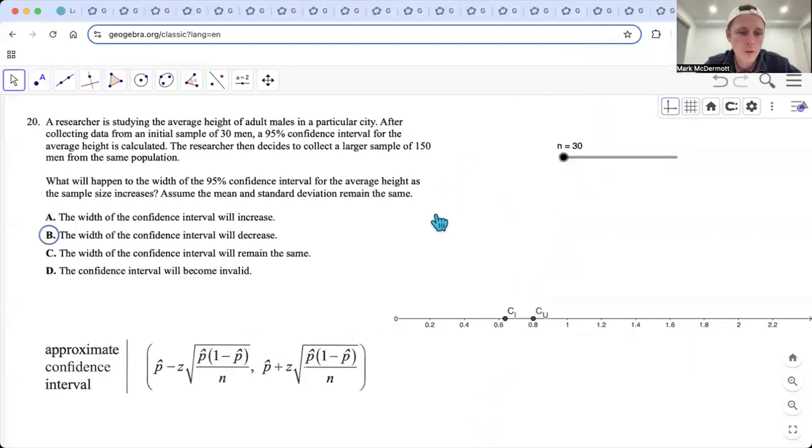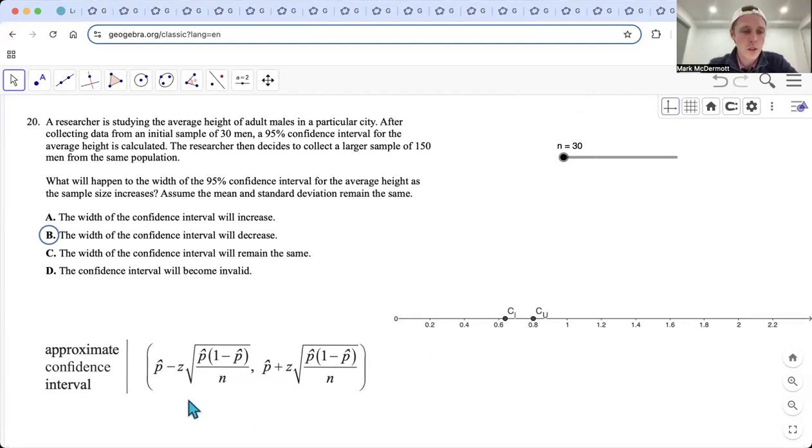All right, my least favorite question of all. Not my strong suit, but I managed to work out a question. A researcher is studying the average height of adult males in a particular city. After collecting data from an initial sample of 30 men, a 95% confidence interval for the average height is calculated. The researcher then decides to collect a larger sample of 150 men from the same population. What will happen to the width of the 95% confidence interval as the sample size increases? Assume the mean and standard deviation remain the same.